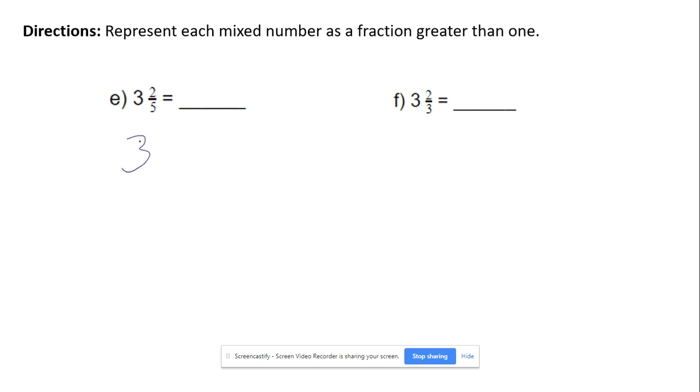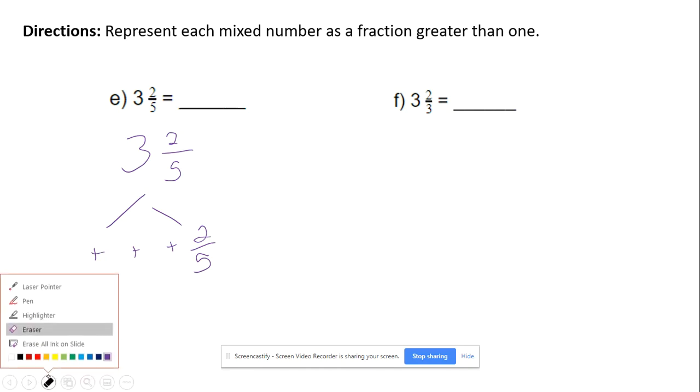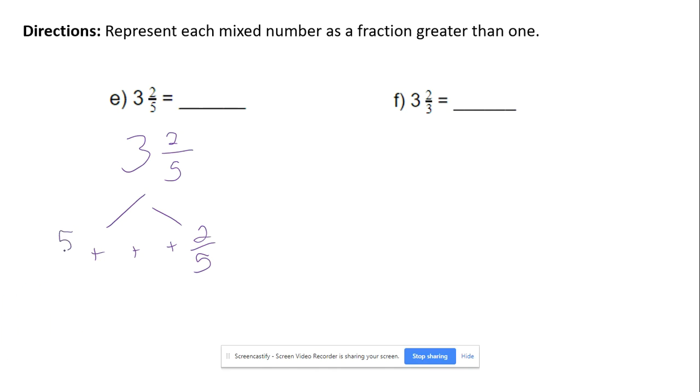Finally, 3 2/5 broken up would be 1 plus 1 plus 1 plus 2/5. We can rewrite the 1 as a fraction, which would be 5 over 5. Five-fifths plus 5/5 plus 5/5 is 15/5, plus the 2/5 is 17/5. So 3 2/5 is equivalent to 17/5.